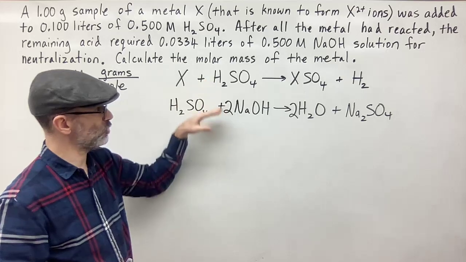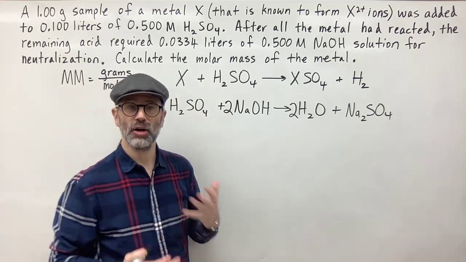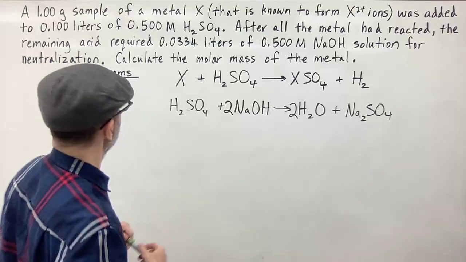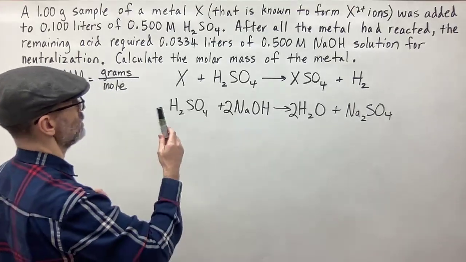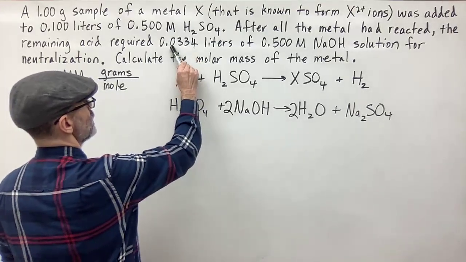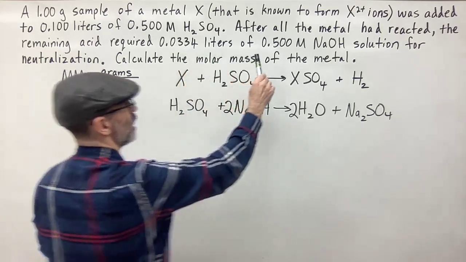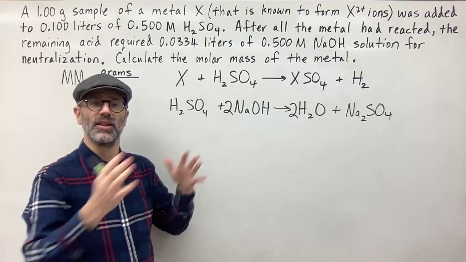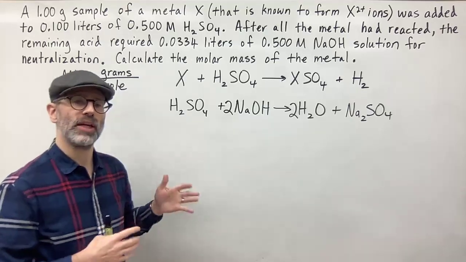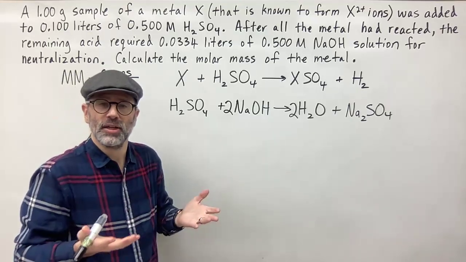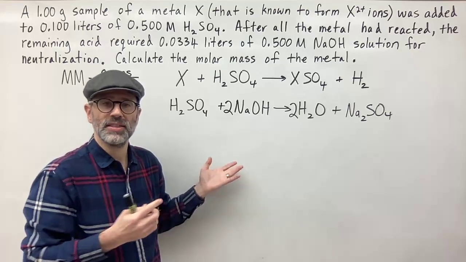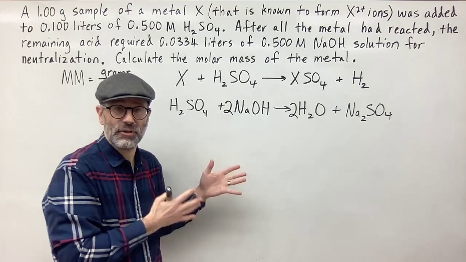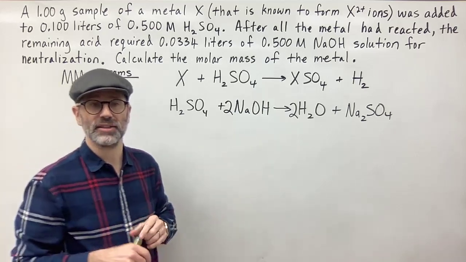Now that we have the 2 balanced equations, we can start figuring out the number of moles, and we're going to use stoichiometry. We're told that it takes 0.0334 liters of 0.500 molar NaOH solution to react with the leftover acid. So we could use that to find out how much leftover acid there was, because whatever didn't react can be subtracted from what we started with.